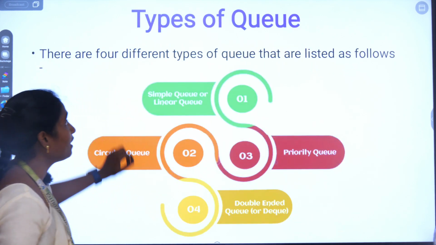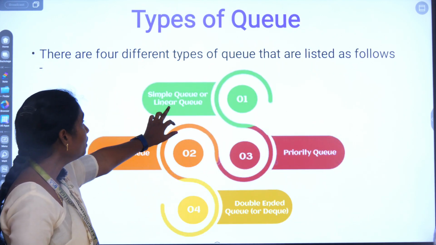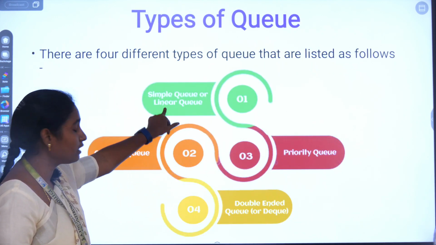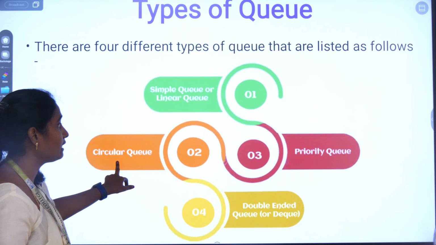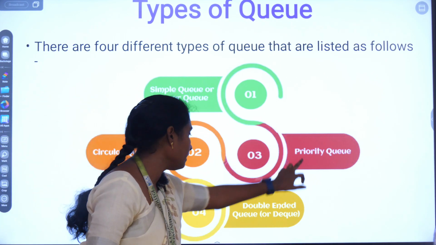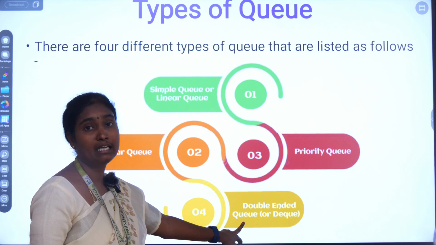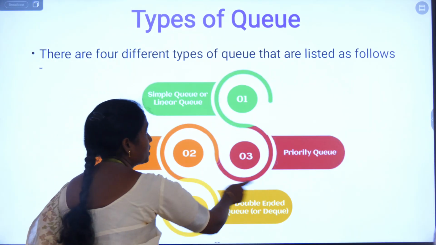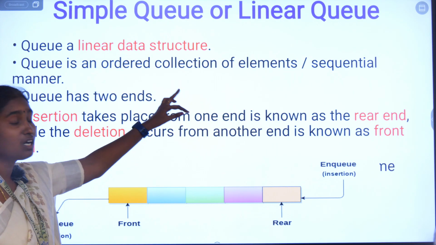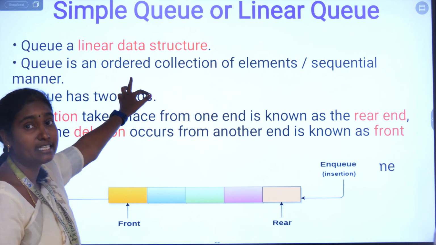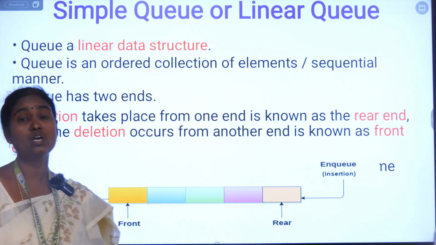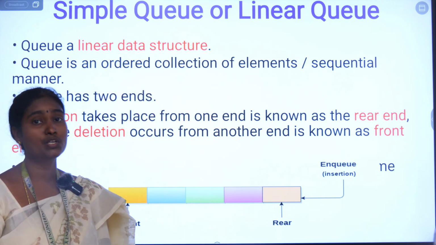Here you have different types of queues: the simple queue or linear queue, the second is the circular queue, the third is the priority queue, and the last one is the double-ended queue. First we will start with the simple queue or linear queue. It is a linear data structure. Here you organize the elements in a sequential manner.